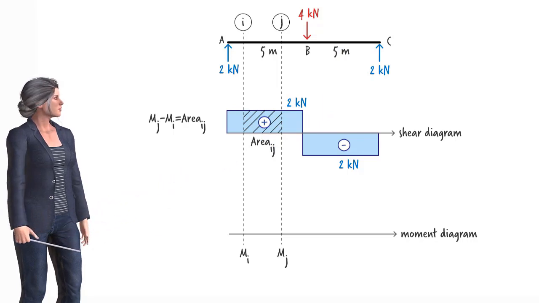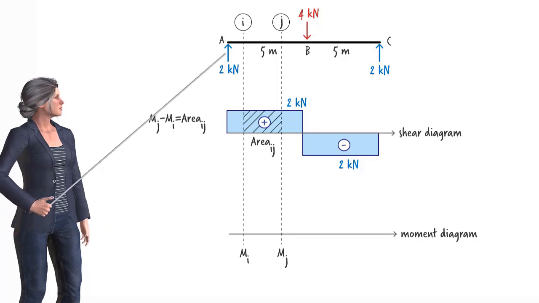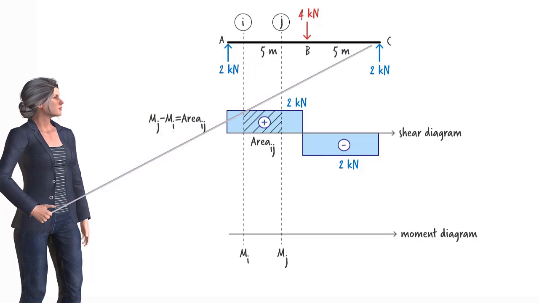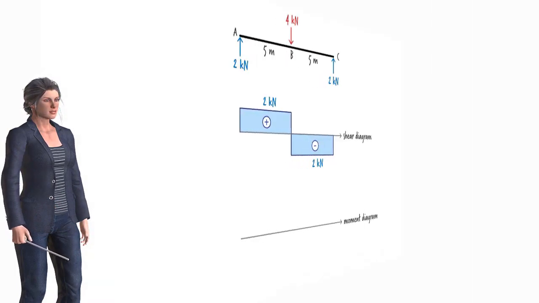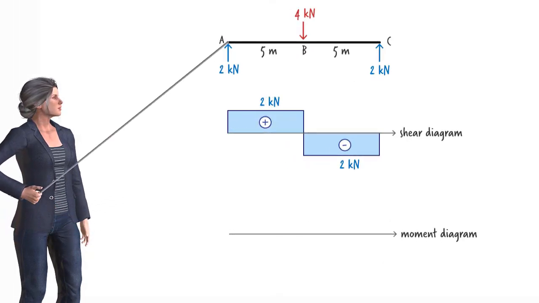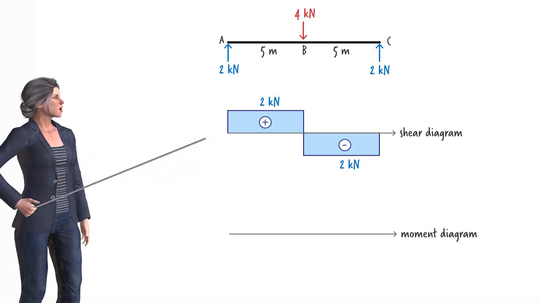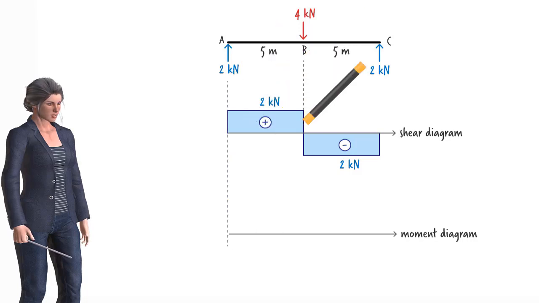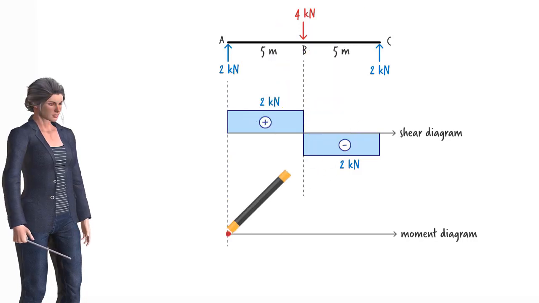To draw the moment diagram, let's start from the left end of the beam and work towards its right end. We know that bending moment at A is 0. How do we know this? Because no bending moment can develop at a pin or roller support, and since there is a roller at A, the starting moment value is 0.